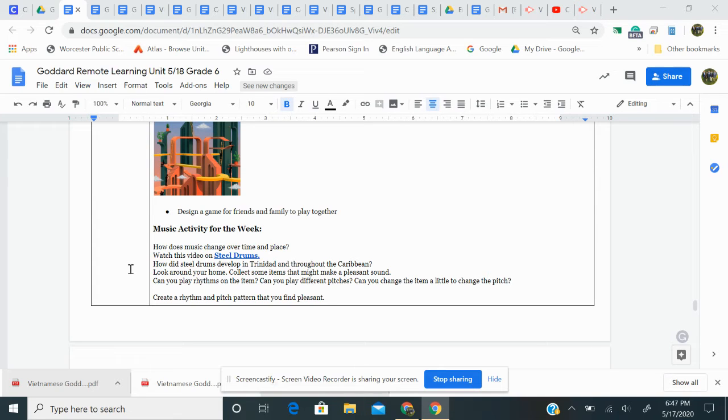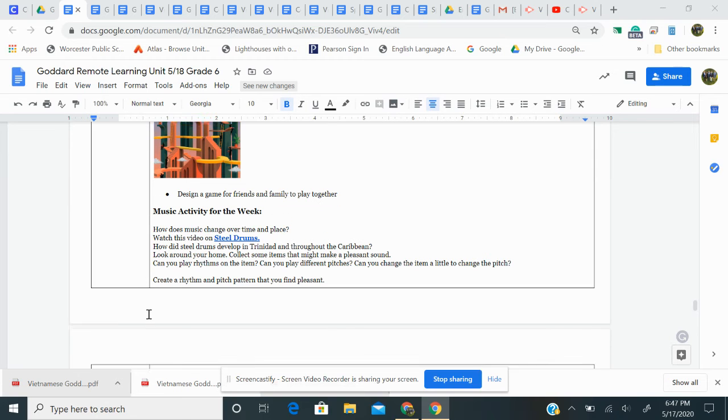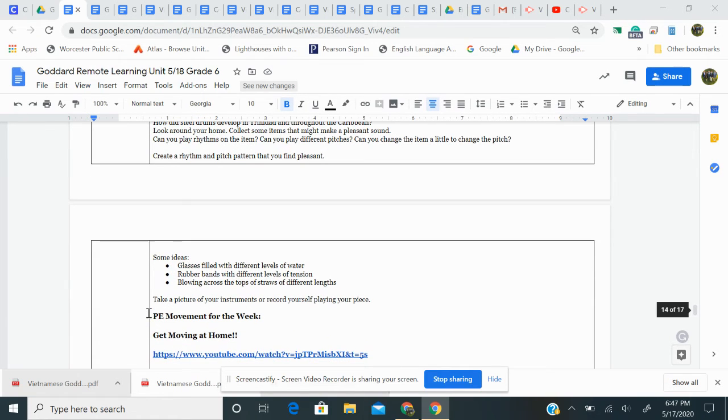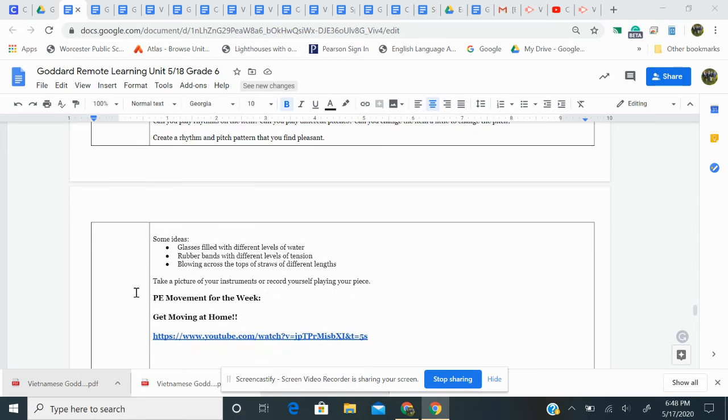Look around your home. Collect some items that might make a pleasant sound. Can you play rhythms on the item? Can you play different pitches? Can you change the item a little to change the pitch? Create a rhythm and pitch pattern that you find pleasant. Here are some ideas. Glasses filled with different levels of water, rubber bands with different levels of tension, blowing across the tops of straws of different lengths. Take a picture of your instruments or record yourself playing your piece.